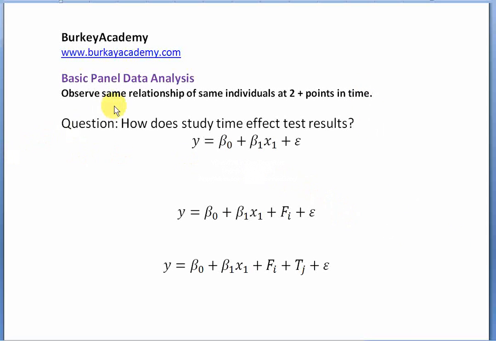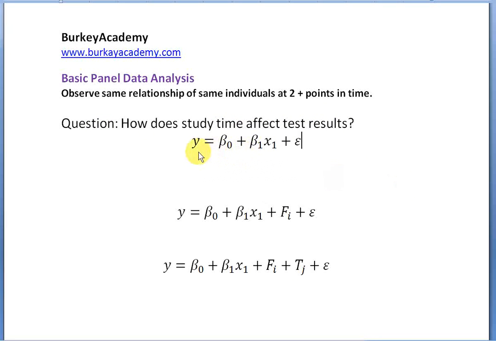And so, as a little example, I made up some data that I'll show you in a second here. Suppose we have a question. After teaching a class in which you give multiple tests to the same students, you might ask the question, how does study time affect test results? And that should not be affect, that should be affect with an A. How does study time affect test results?